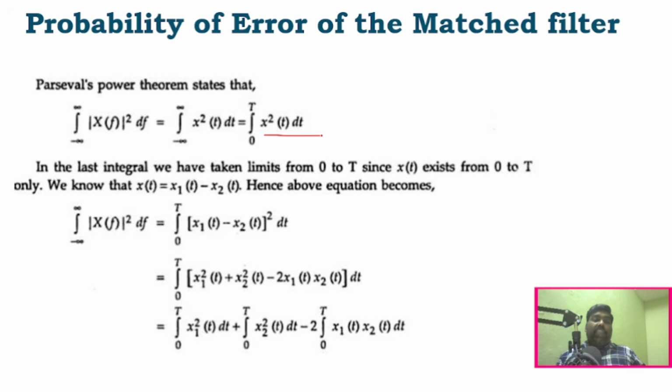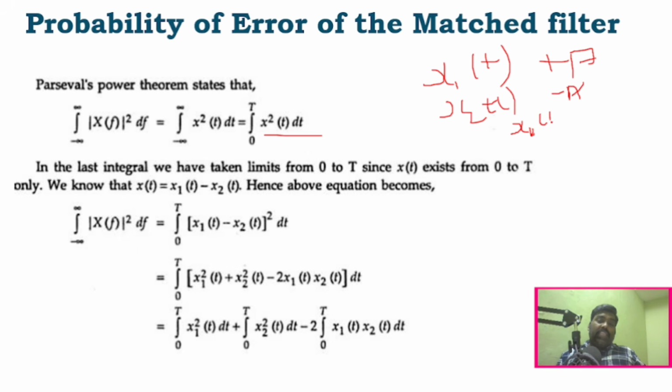And x of t we already know. For binary 1 we call it x1 of t, and for binary 0 we call it x2 of t. And we know that this is plus 1 and this is minus 1, that is plus A and this is minus A, which means we can write x2 of t is equal to minus of x1 of t, correct? Only the sign is different, but everything else is the same, right? We can also write it this way, right?